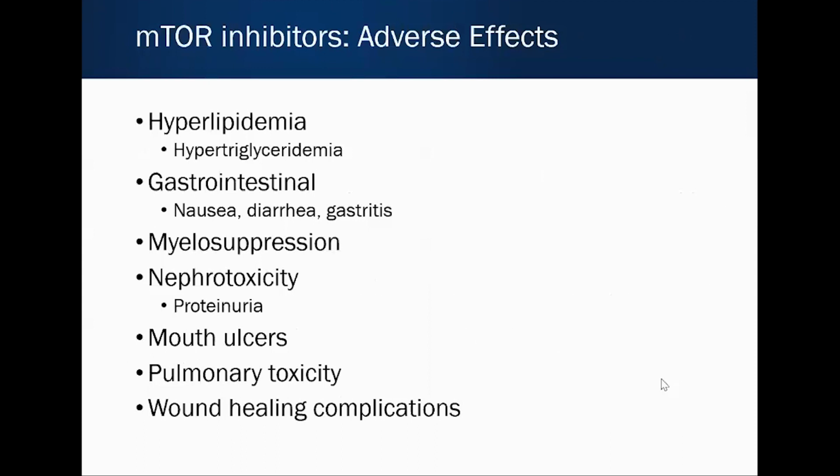Side effects that we see with the mTOR inhibitors. So hyperlipidemia is a big one, specifically hypertriglyceridemia. And usually you'll see that within 6 to 8 weeks after initiating mTOR therapy if it is going to develop. Patients can also develop GI side effects, so nausea, diarrhea, gastritis. It's associated with myelosuppression, nephrotoxicity, specifically mediated through proteinuria. mTOR inhibitors are associated with poor wound healing complications, and patients may develop oral ulcers. And then there is some pulmonary toxicity associated mostly with sirolimus.